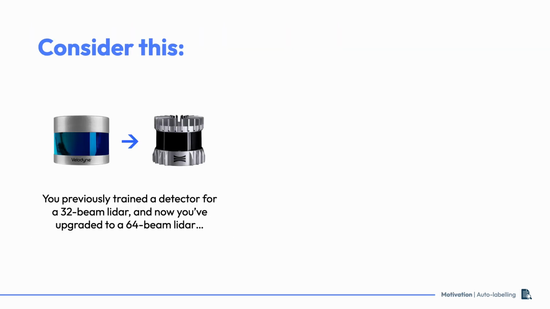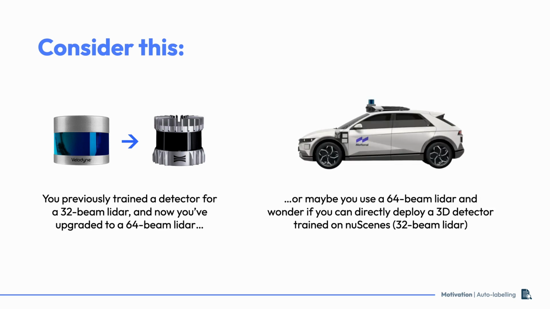But consider this application. Say you previously trained a detector for a 32-beam LiDAR, and now you're upgrading to a 64-beam LiDAR. This could be any type of upgrade that you do; it may not be this case. Or maybe you were wondering if you could take a nuScenes-trained detector and directly deploy it to your 64-beam LiDAR. So this is the situation that we're looking at.